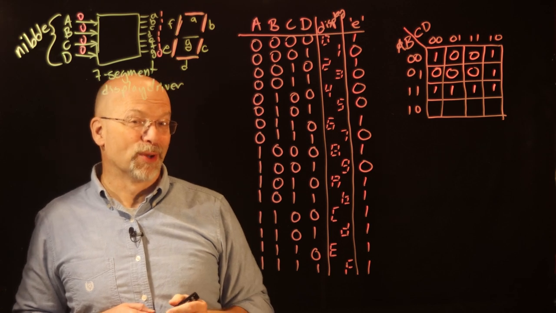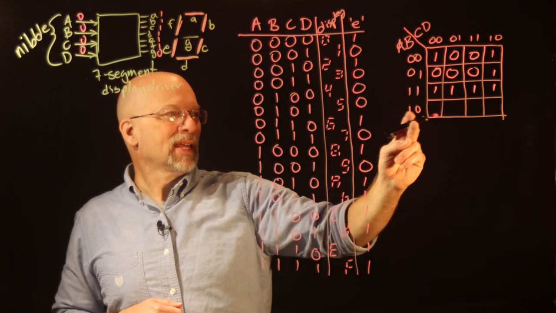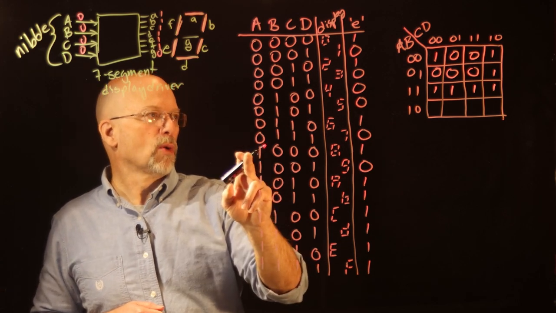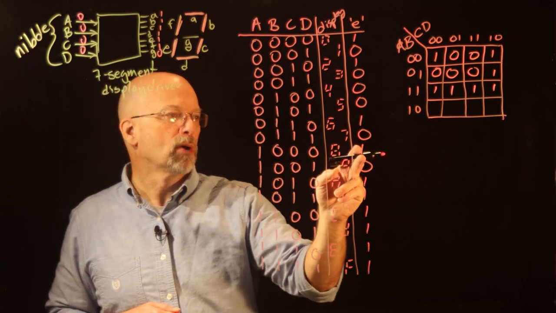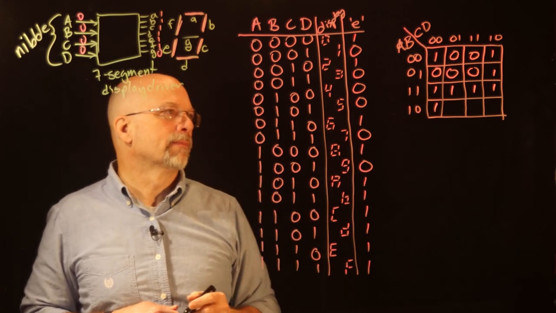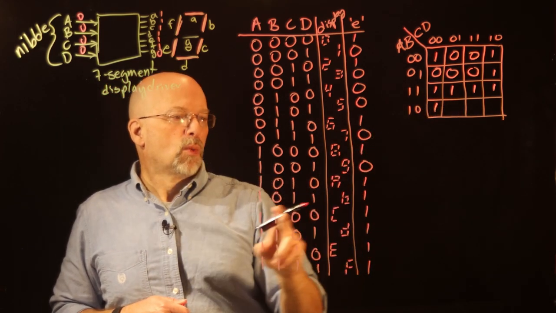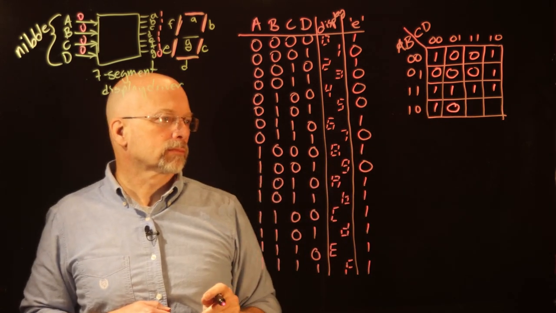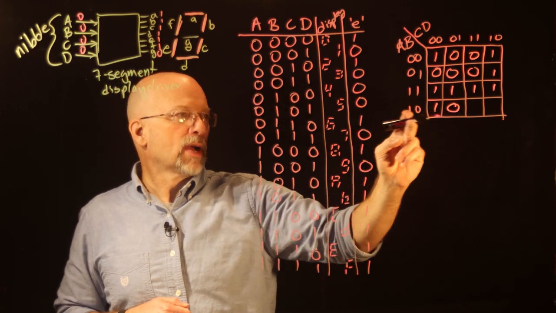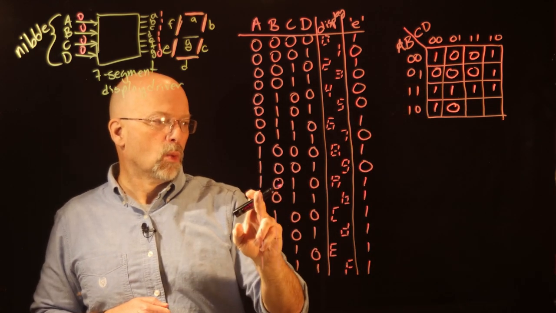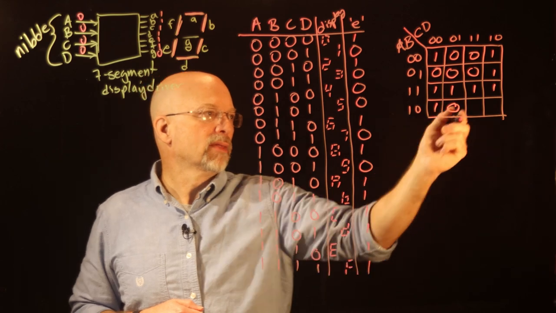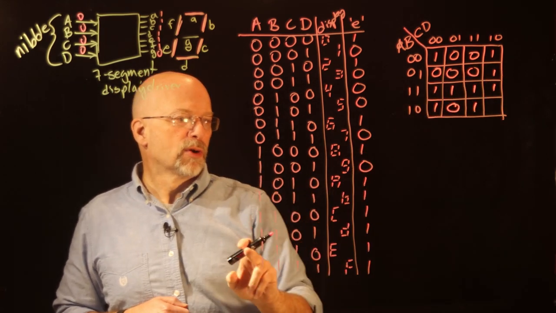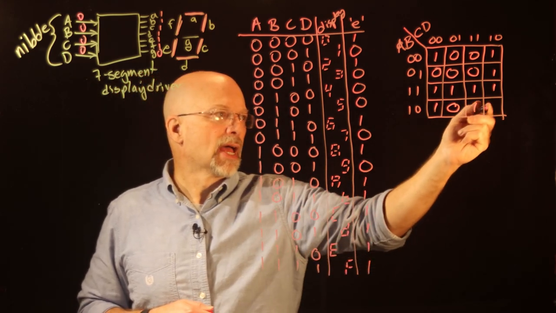See some rectangles showing up, don't we? This cell right here, 1000, brings us back up to the row with 8. All of them are on for an 8. 1001, this row for 9 has a 0 in it. This cell right here, 1011, has a 1 in it. And then this last cell right here, 1010, brings us back up to row A, which has a 1 in it.